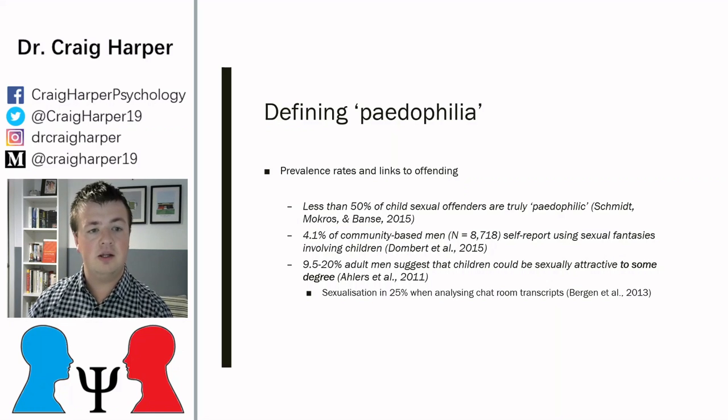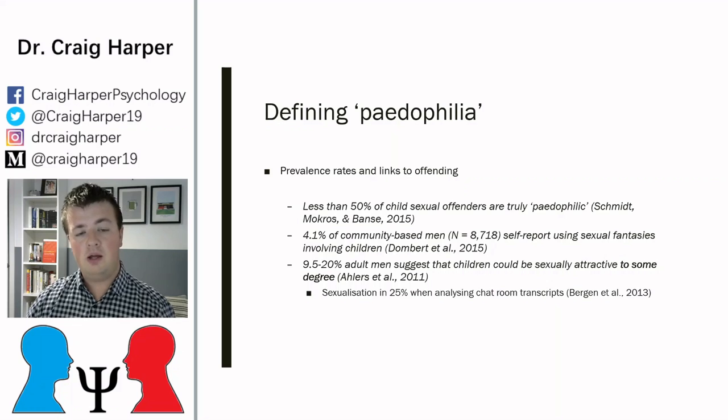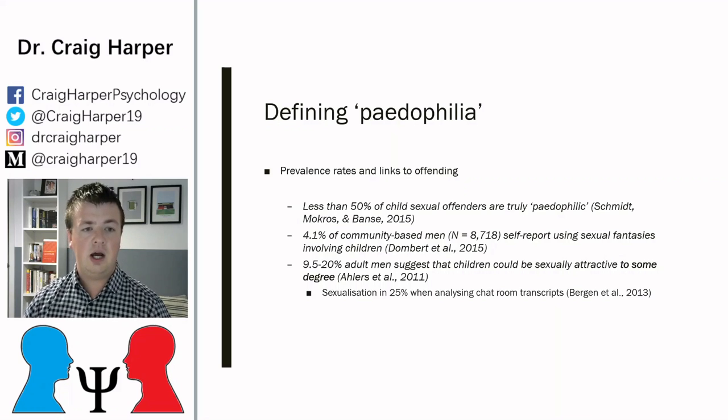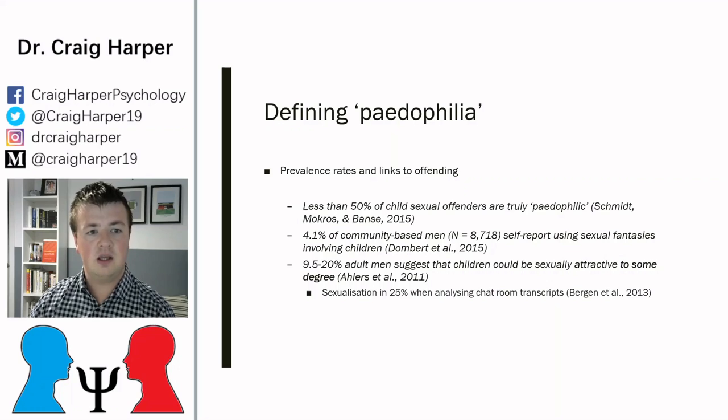In some of the more wide-ranging community-based work, typically again done in Germany, around 4% of all community-based men, in a very large sample of almost 9,000, self-reported using sexual fantasies involving children during masturbation. Now, 4% is not a small figure, if we think about the fact that the upper estimate of paedophilia as a very specific type of chronophilic attraction pattern is around 1%, according to Michael Seto's estimates.